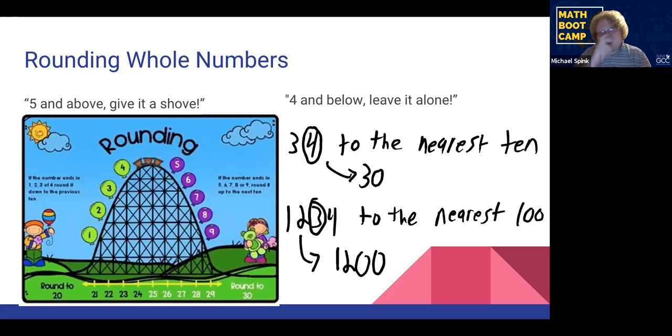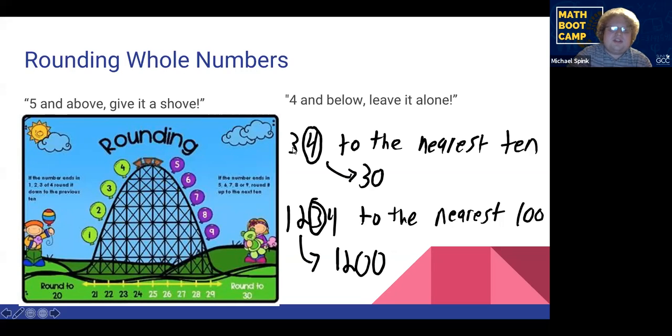So then we want to figure out which numbers are closer to others. We want to round based on place value. The rule of thumb here is 5 and above, give it a shove. 4 and below, leave it alone.